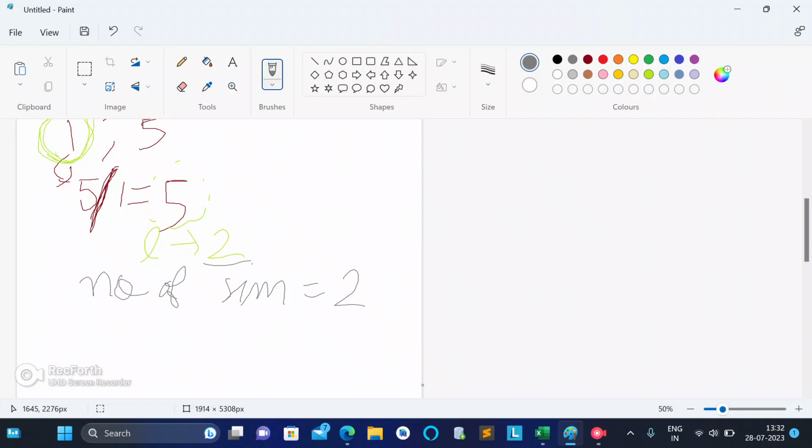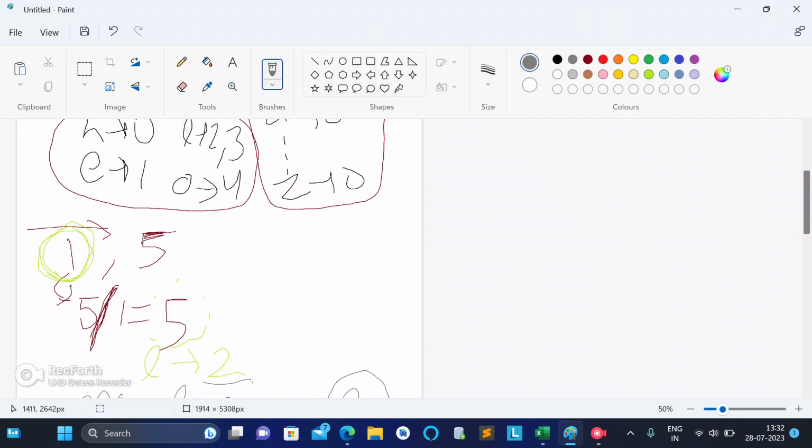As the number of similarities is 2, we can see how many more L's we want. So how many more L's we want is 5 minus 2, which is equal to 3. So at this instant we know that the number of similarities is 2 and we want 3 more L's.